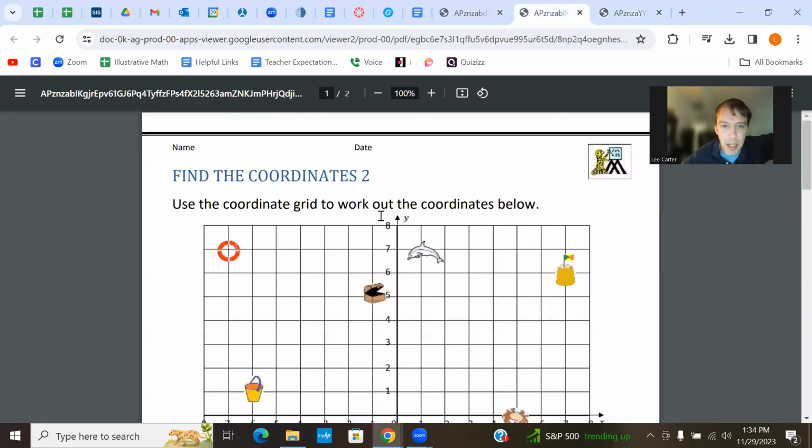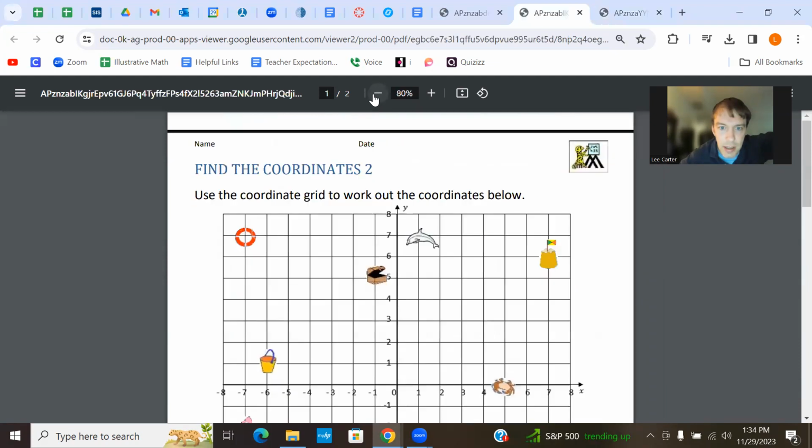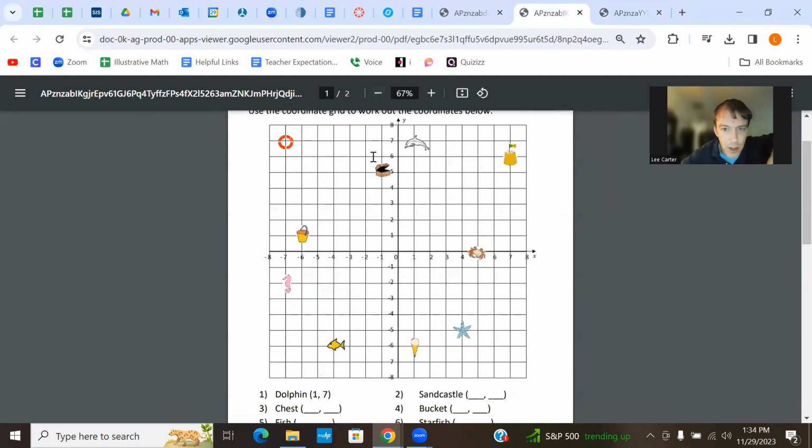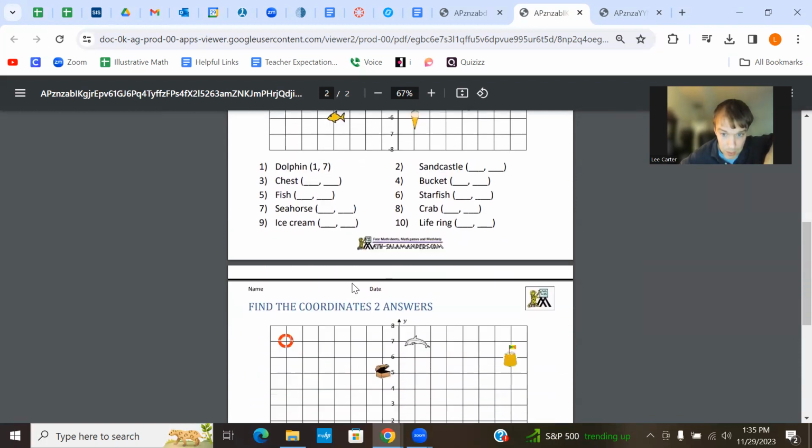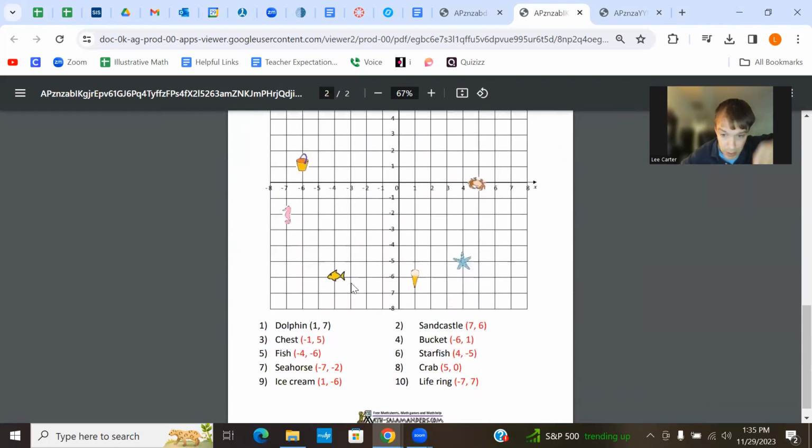All right, the second page, similar idea. So just looking at a few of them here. The seahorse is at -7, -2. All right, the starfish is at 4, -5. Notice the crab is at 5, 0, because it's 5 right, but then it doesn't go up or down. So 5, 0. The sand pail here is -6, 1. Okay, so just take note of these right here.